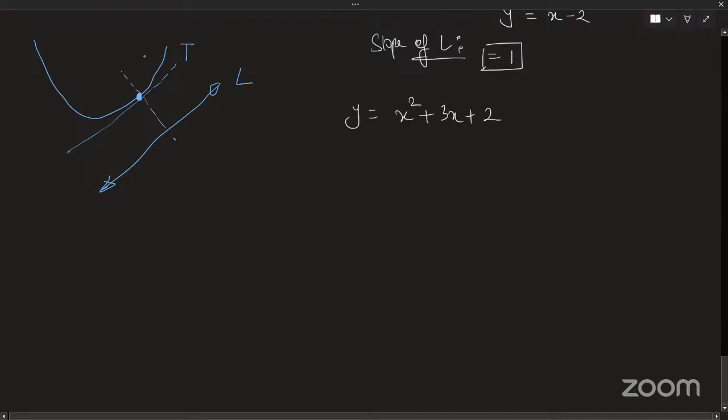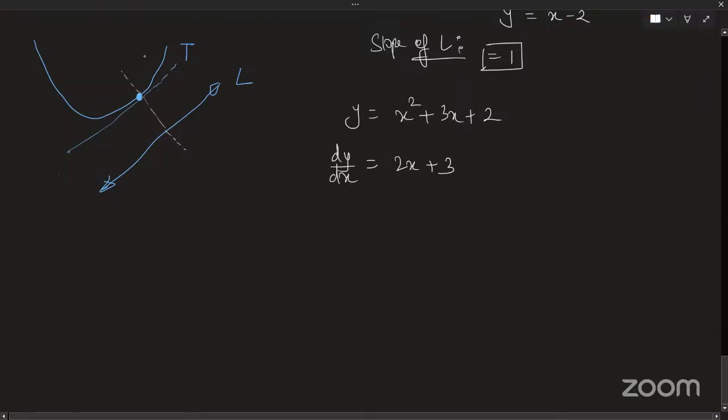Now I'm asking you to find the coordinates of the point on this parabola at which the slope of the tangent is equal to the slope of this line. How will you do that? I will differentiate the curve. Can you tell me what will be the derivative of this? 2x plus 3. Great, absolutely great.